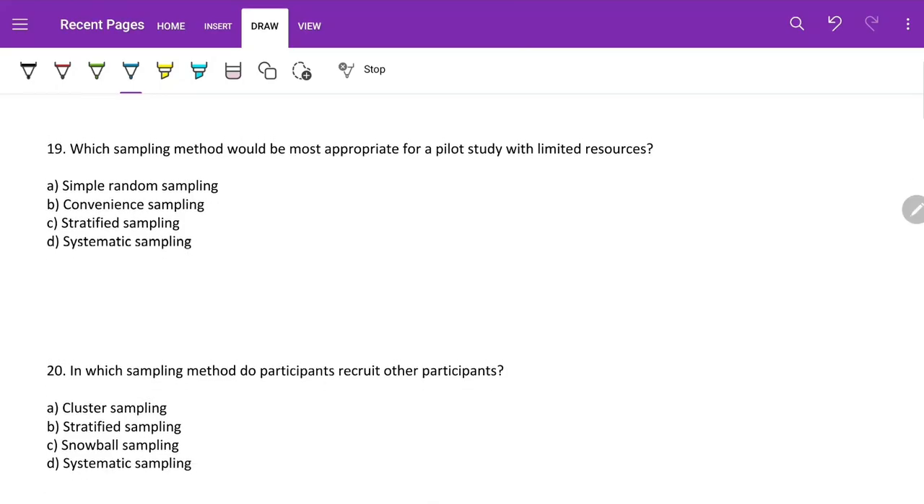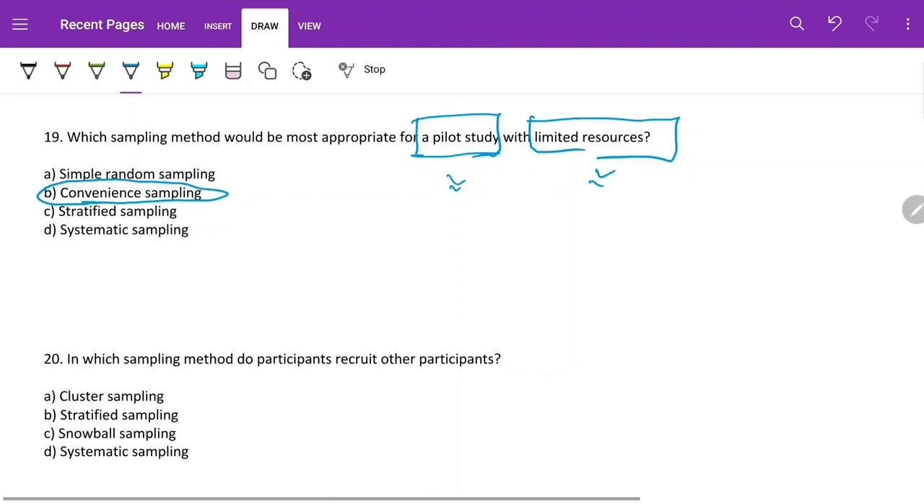Which sampling method would be most appropriate for a pilot study with limited resources? Now we are about to do a pilot study of our research and we have limited resources. When we have limited resources, we go for convenience sampling, according to the convenience of the researcher.